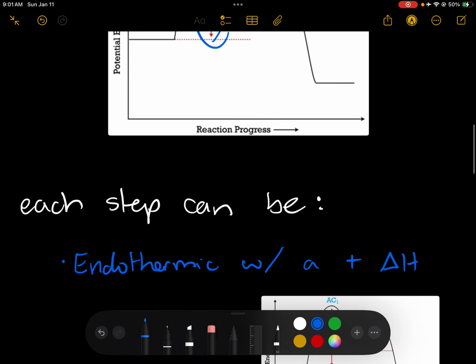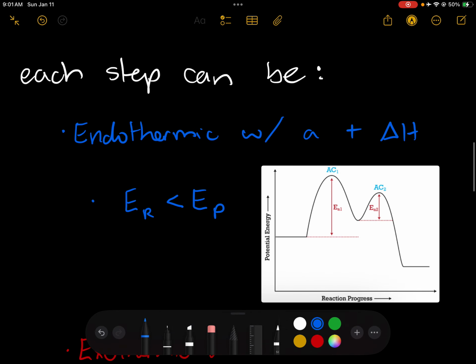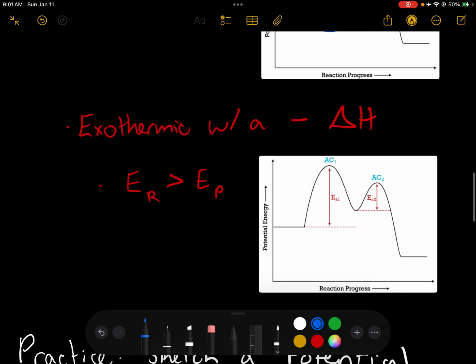All right? And once again, each step could be endothermic. And again, this first step with this first hill is an endothermic step. And we know that because between our E sub R and our intermediate step, we've gained some energy. Or our steps could be exothermic. So this step right here is an exothermic step because we see that where we start for that step, we lose energy by the end. So that would be our exothermic step.